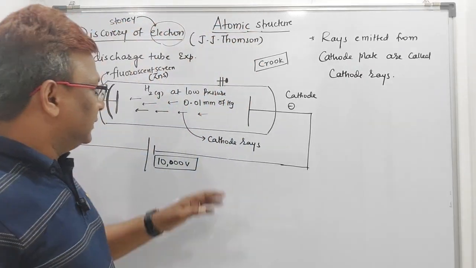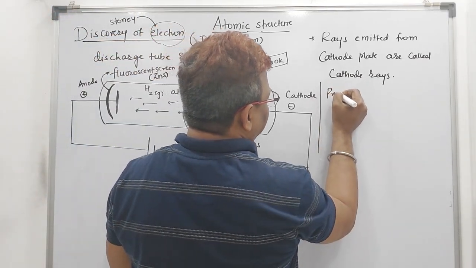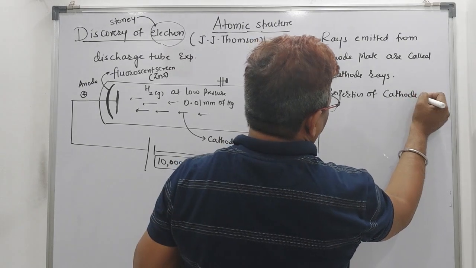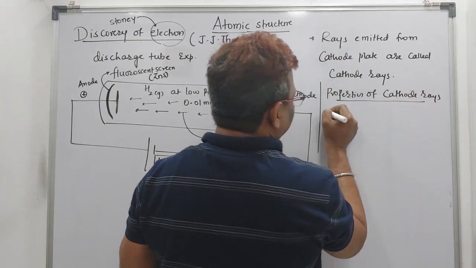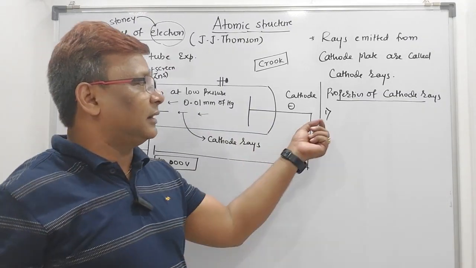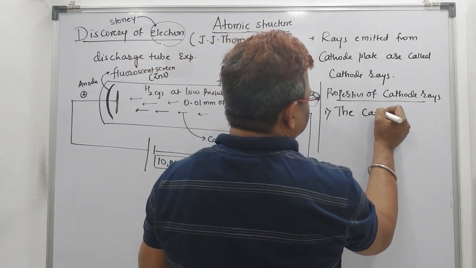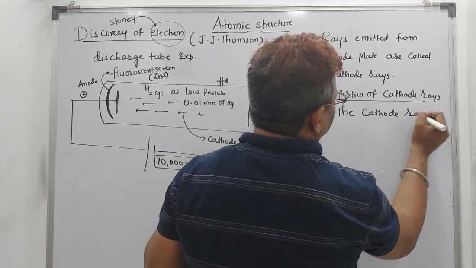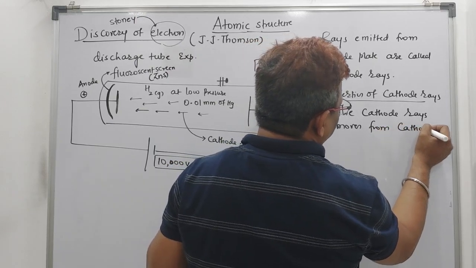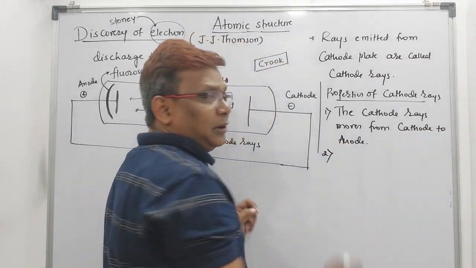Now we can discuss the properties of cathode rays. Beta, properties of cathode rays. Can we say these are rays coming from the cathode plate? So the first point we can write is that the cathode rays move from cathode to anode. The cathode rays move from where, beta? From cathode to anode. This is the first important property.